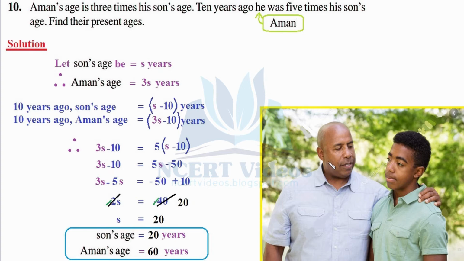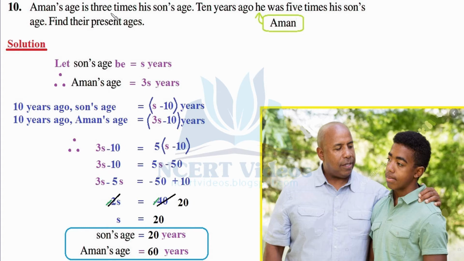We have got Aman and he's got a son. Two hints are given to us which will ultimately help us in finding their present ages. So let's read the statement again. Aman's age is 3 times his son's age. So here if you observe, son's age is the independent quantity, because Aman's age can be found if we know son's age. But right now, we do not know any of them.